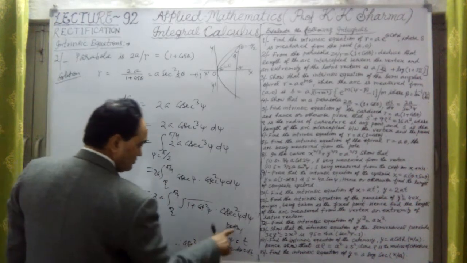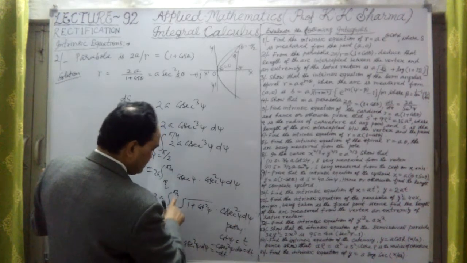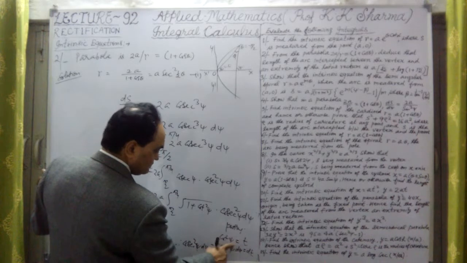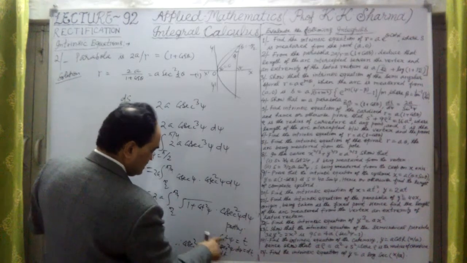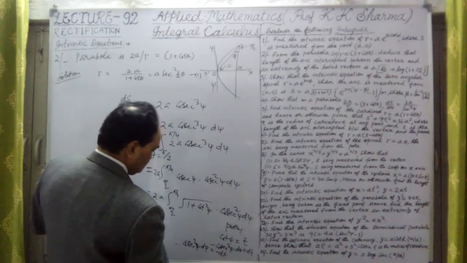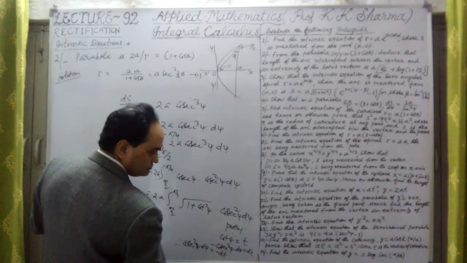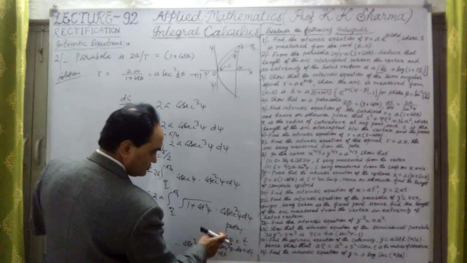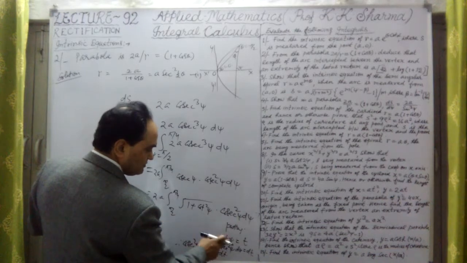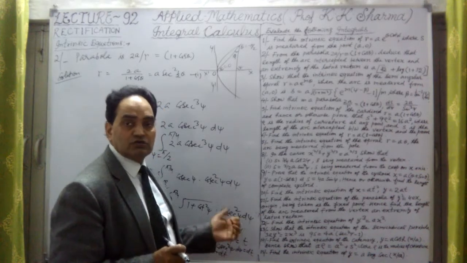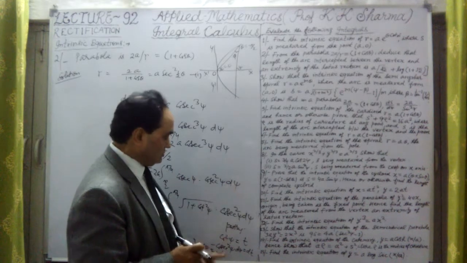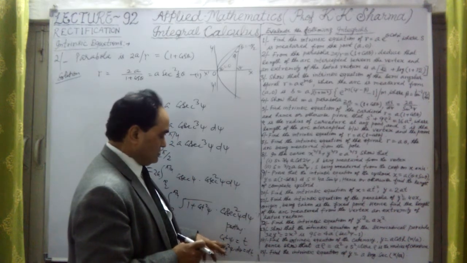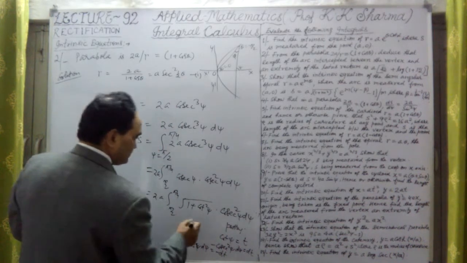Now limits. If I put here cot psi at psi equal to pi by 4, then t is 1. Upper limit at pi by 4: if psi is pi by 4, t is 1, cot pi by 4 is 1. Upper limit is 1. Now at pi by 2, it is 0. Why is it 0? Because cot pi by 2 at the lower limit is 0. Why? Cot psi is cos pi by 2 upon sin pi by 2. Now sin pi by 2 is 1, but cos pi by 2 is 0. So cos pi by 2 upon sin pi by 2, cot psi means, therefore it is 0 upon 1, which is 0.